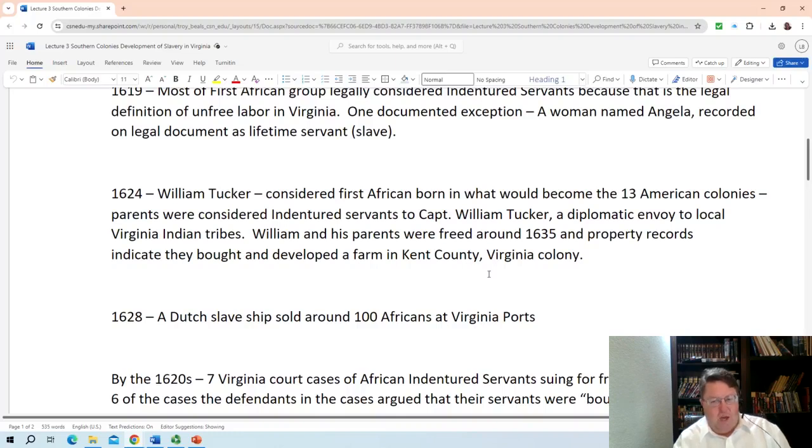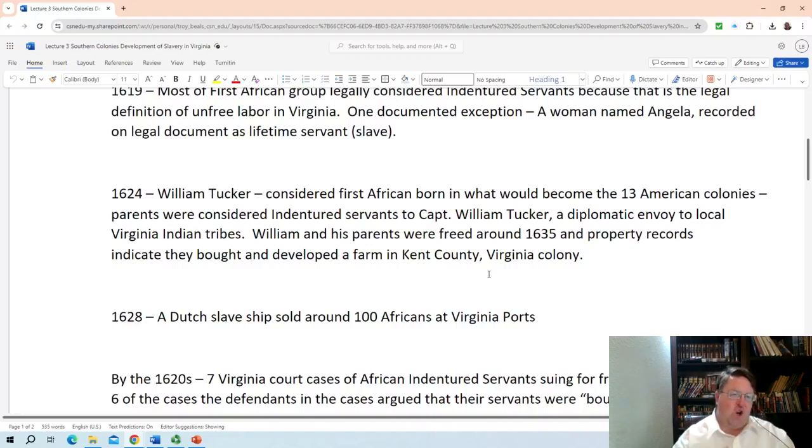In 1628, there are records indicating a Dutch ship landed at several ports in the Virginia colony, transporting Africans. These are considered slaves, and so by 1628, you have importation of Africans where they are lifetime servants. They're not indentured. They're lifetime servants. And so you see that ambiguity.